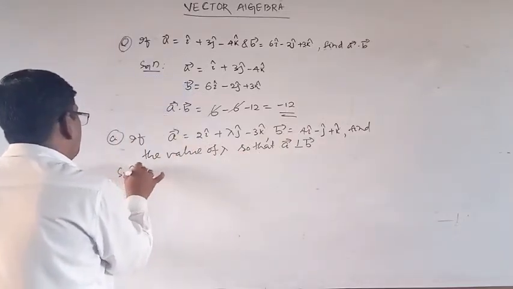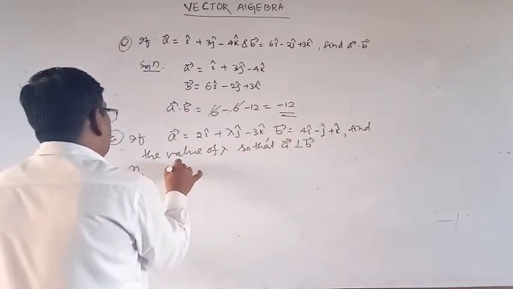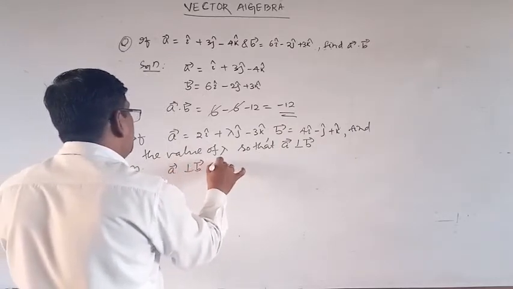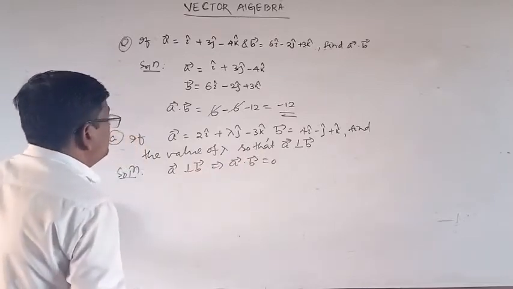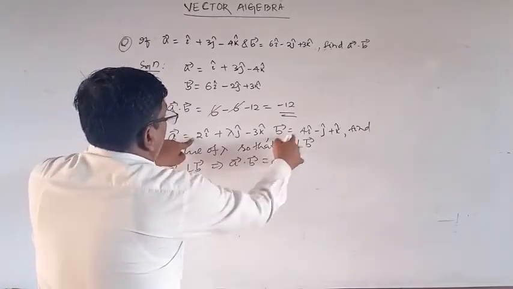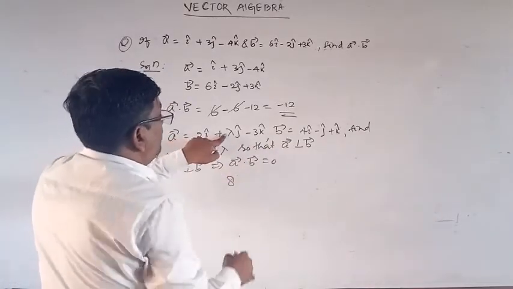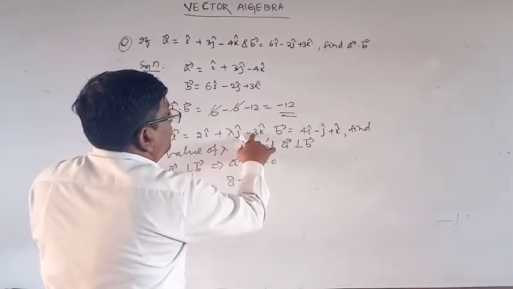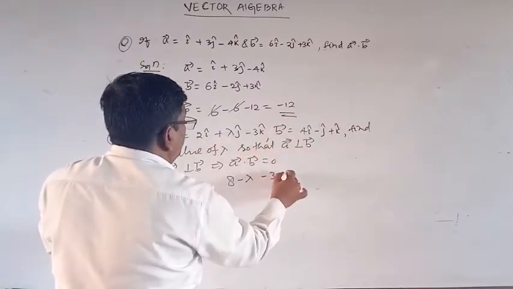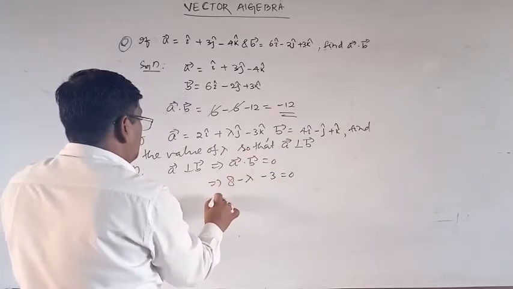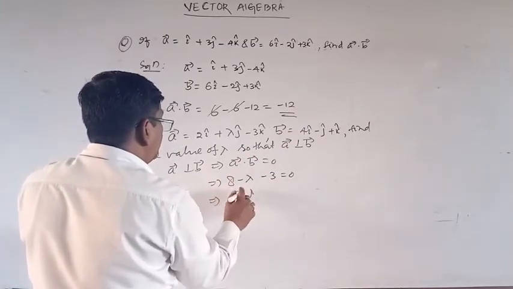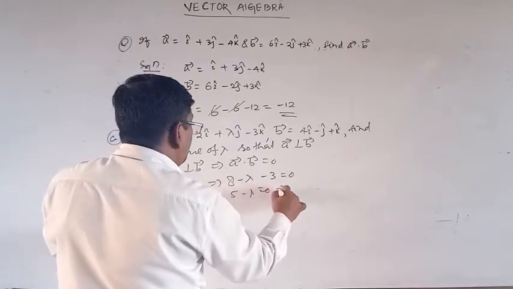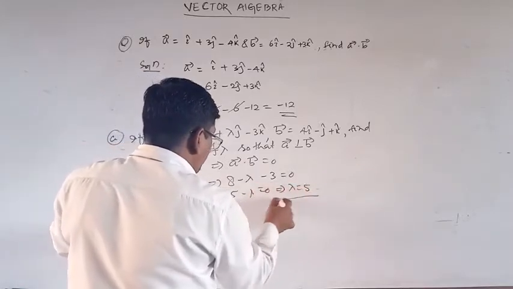Solution: A perpendicular to B implies A dot B is equal to 0. What is A dot B? 2 into 4 is 8, minus lambda, minus 3 is equal to 0. That implies 5 minus lambda equals 0. That implies lambda is equal to 5.